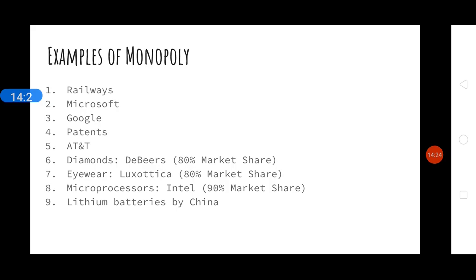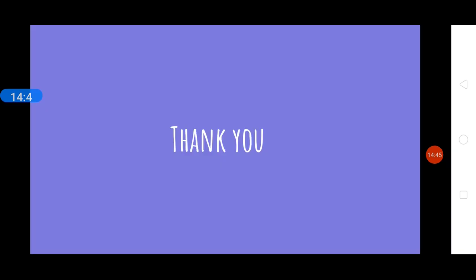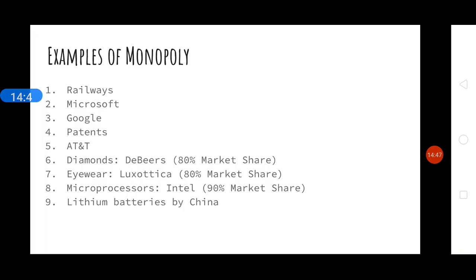Last example is lithium batteries by China. Lithium is a product which is only found in China and therefore China owns a complete monopoly on the batteries which are made using lithium. So these were the examples of some of the monopolies and also the strategies which were used by the companies to maintain their monopoly status in the world market.